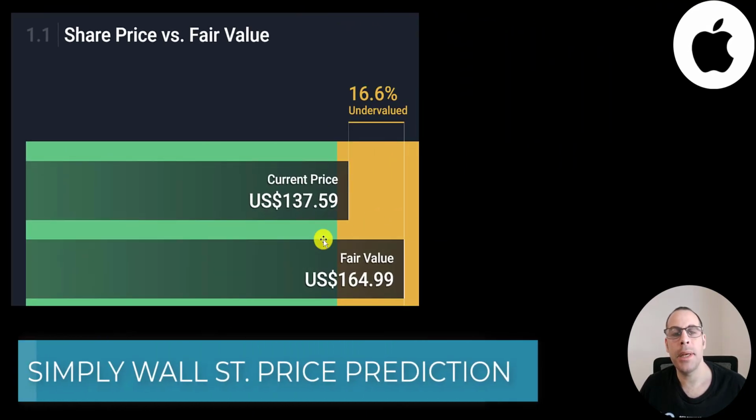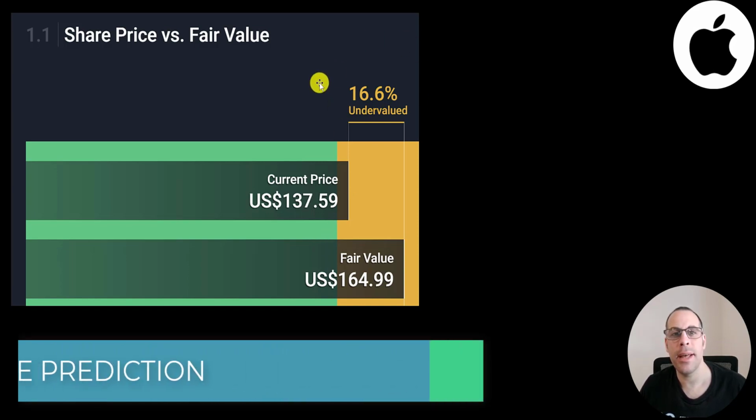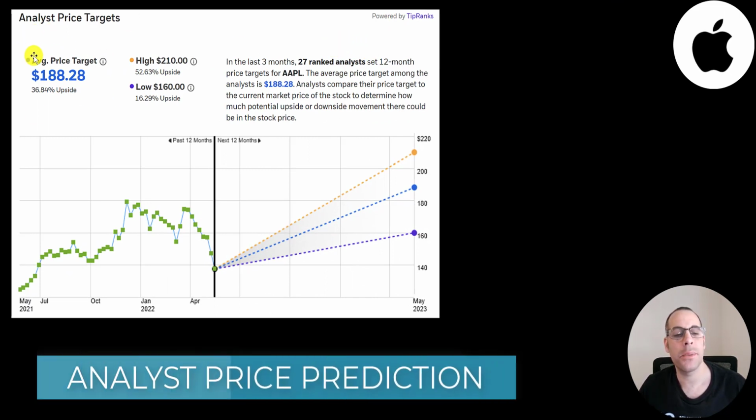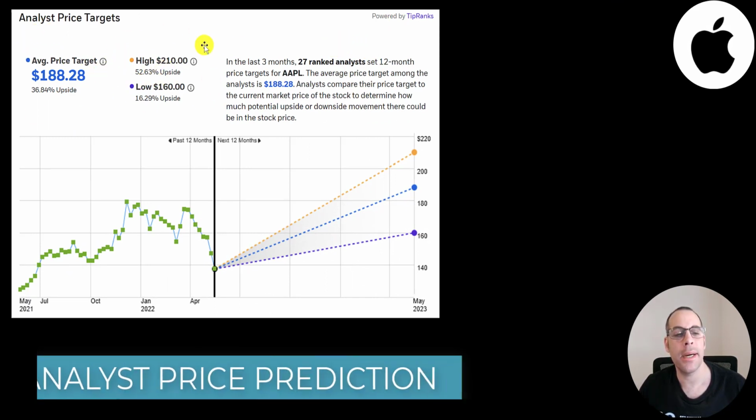The website Simply Wall Street is at 165. They're saying the stock is 17% undervalued. 27 analysts priced this stock, and the average price target is 188. The low is 160, the high is 210.